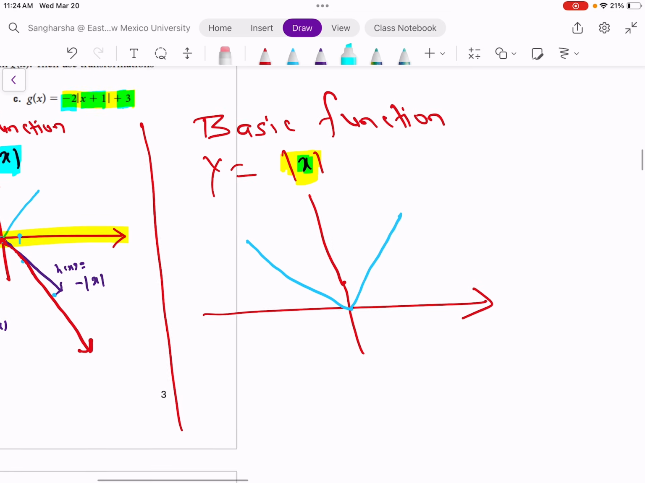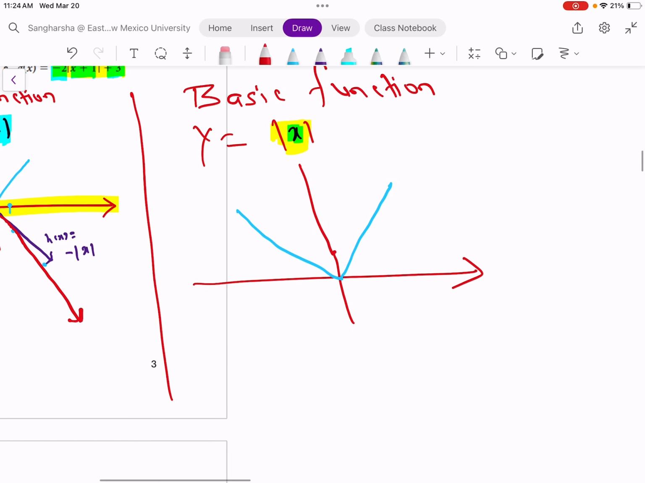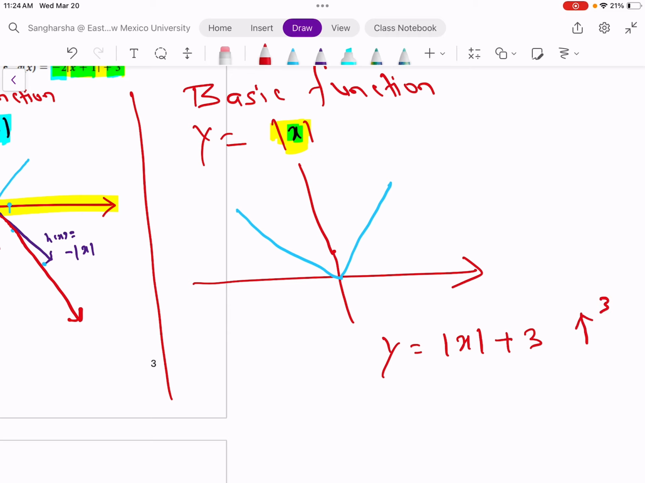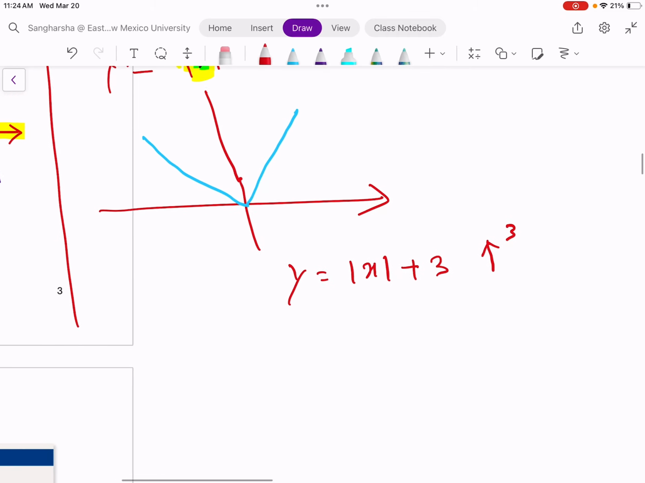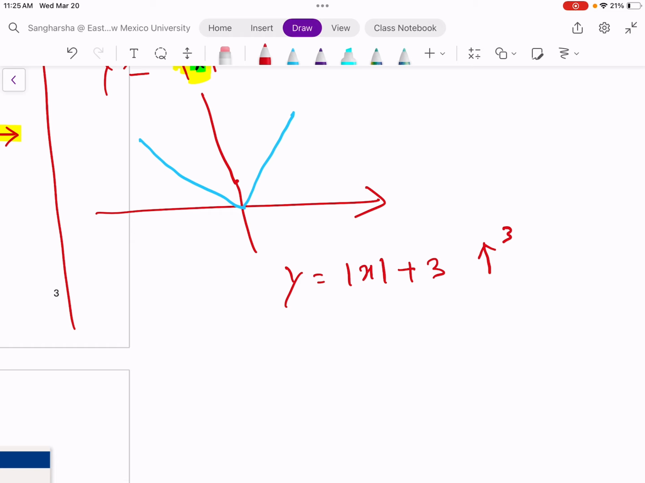Now for this basic function, absolute value of x, let's add 3 first. So adding 3 means our graph goes up by 3 units, right? Do you agree with this one? Okay, so we have this basic function, y equal to absolute value of x, and we added 3. Adding 3 means our graph goes up by 3 units.